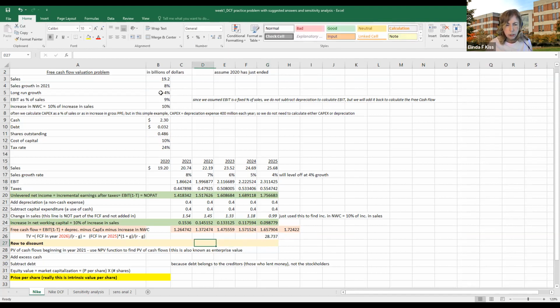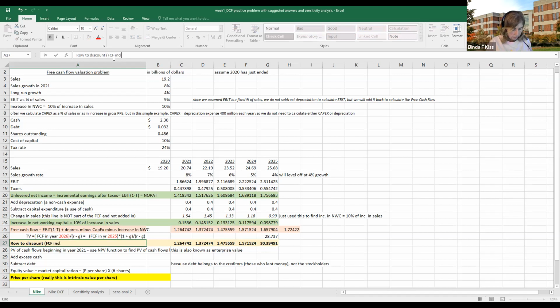So what I'm going to do in row 27 is include the free cash flow, including the terminal value. That's what I'm going to be discounting. So it's going to be rows 26 plus 27. And the only place where there is any entry in row 26 is in G, where I've added in the terminal value. So the row to discount is the free cash flow, including the terminal value.